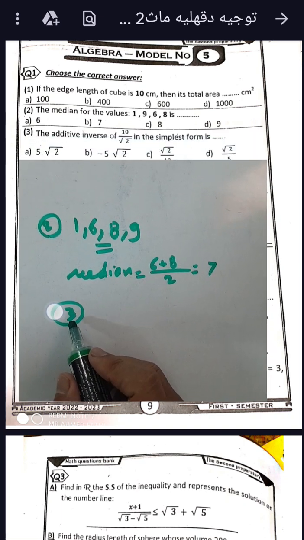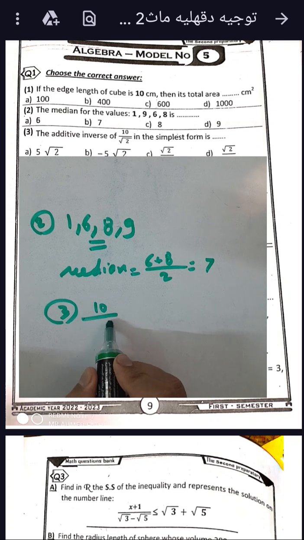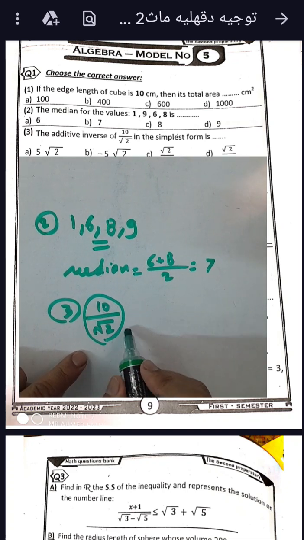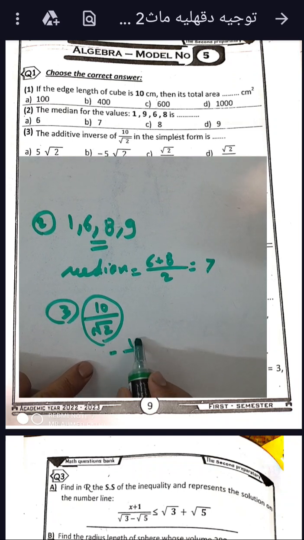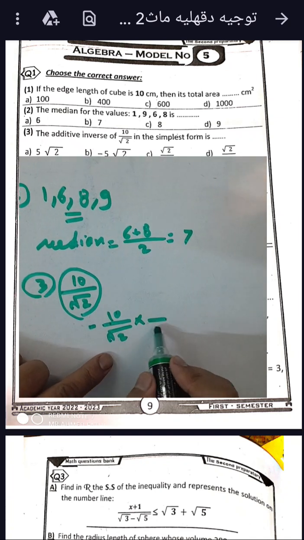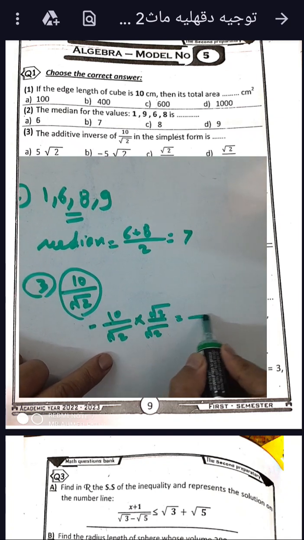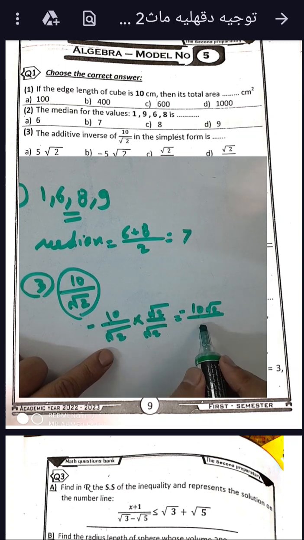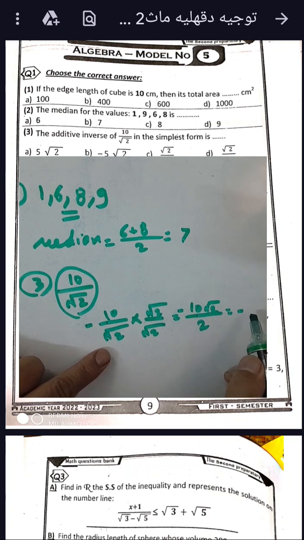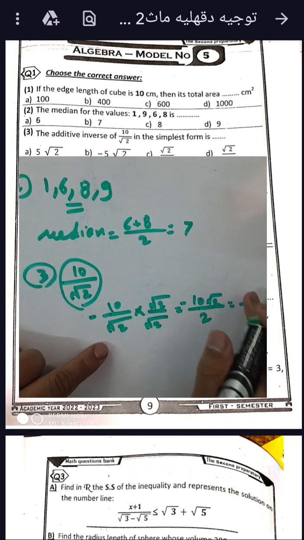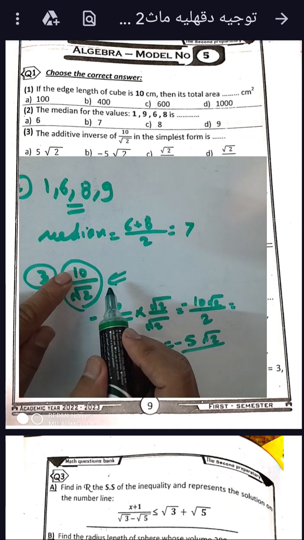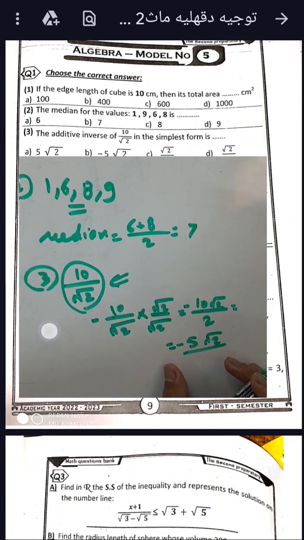Question 3. The additive inverse of 10 over root 2. We want to find the additive inverse, so we must change the sign. The additive inverse will be negative 10 over root 2. But for this fraction we must rationalize the denominator by multiplying numerator and denominator by root 2. The result will be negative 10 root 2 over root 2 times root 2, which equals 2. Then the result will be negative 5 root 2. It's the additive inverse of 10 over root 2. You must write negative 5 root 2.